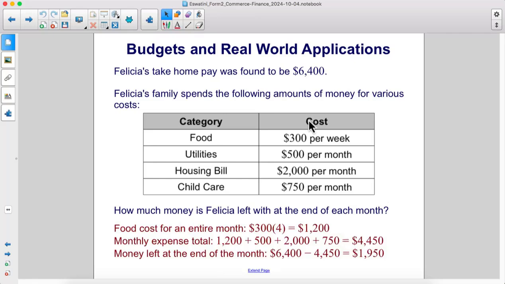The first step is to convert food, $300 per week, into $1,200 per month by multiplying by 4, since there's approximately 4 weeks in a month. Then we add all of the expenses together, and we see that they add up to $4,450. Finally, we take her take-home pay, subtract the monthly expenses, and we get a leftover amount of $1,950 per month.